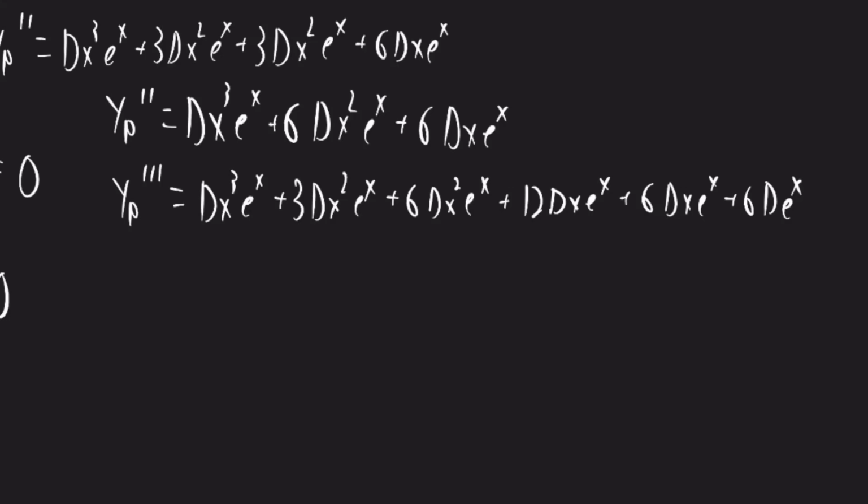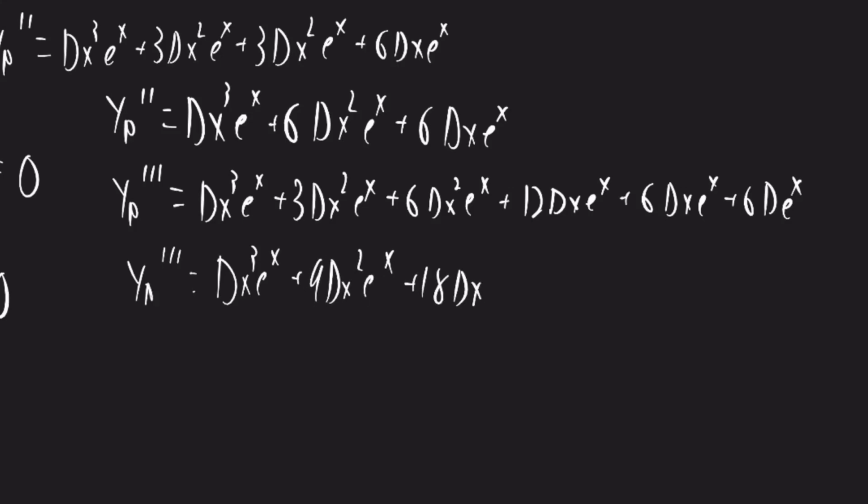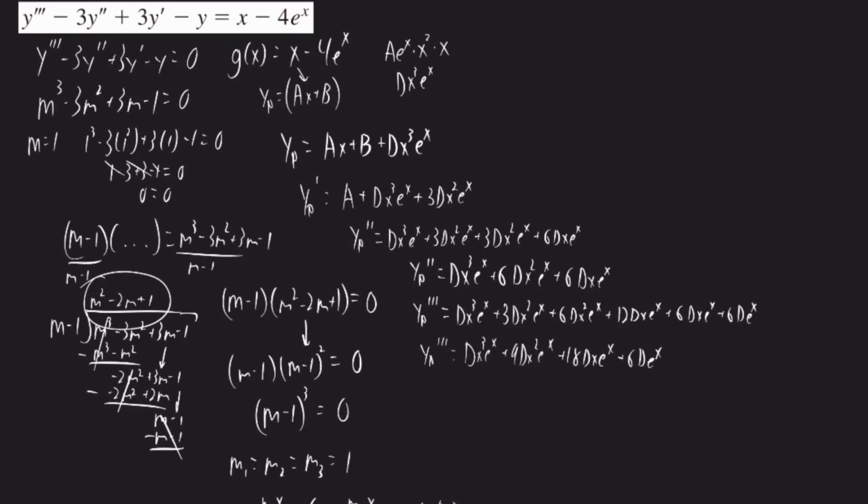We can combine some of these terms. So yp triple prime will be equal to dx cubed e to the x plus 9dx squared e to the x plus 18dx e to the x plus 6d e to the x. The original differential equation was given as y triple prime minus 3 times y double prime plus 3 times y prime minus y is equal to x minus 4e to the x.